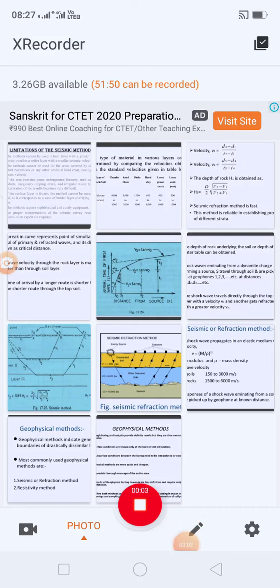I am Mani Mahesh. Today I am going to discuss geophysical methods. Although we know that borings and test pits provide definite results, they are time consuming and expensive. Whatever study we do in the boring is time consuming. Subsurface conditions are known only at the bore or test pit location. We can only know a little bit about where we conduct a test.